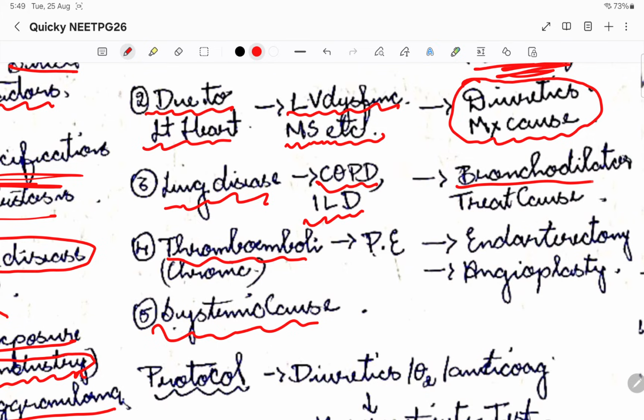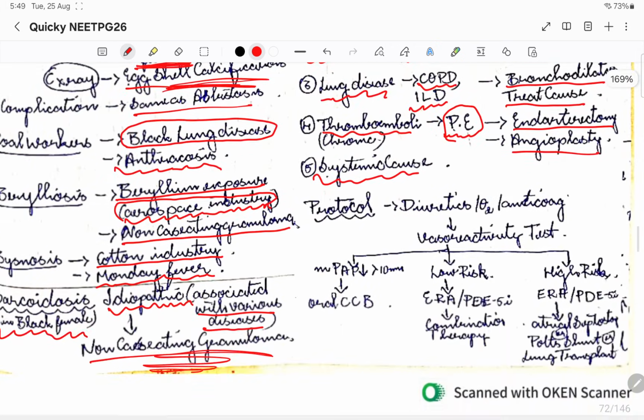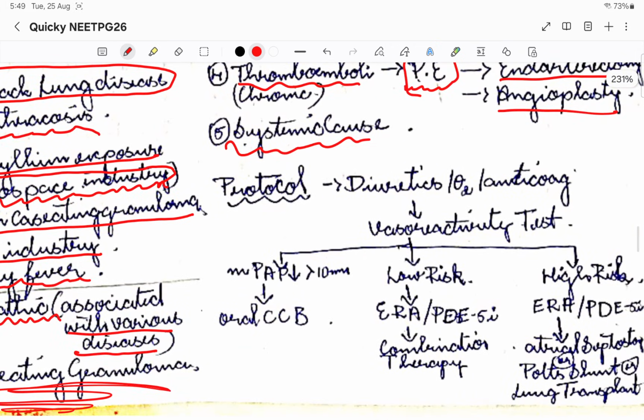Here we are going to go for bronchodilators. When we give the bronchodilators, there will be reduced pooling and reduced hypertension with respect to the arteries in the lungs. Then thromboembolism, basically pulmonary embolism. It is in chronic cases of pulmonary embolism that we can see this, because it is a chronic complication of pulmonary embolism. Here what we do is basically treat the pulmonary embolism, with endarterectomy and angioplasty. Please remember the protocol with respect to the management.